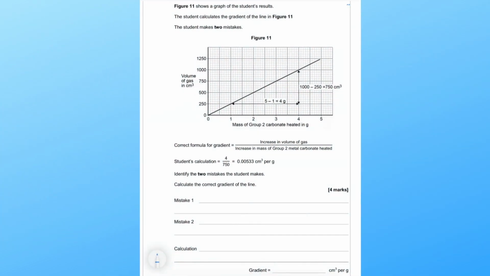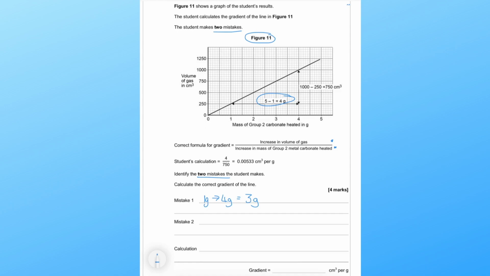The student calculates the gradient of the line in figure 11. So the student has made 2 mistakes. The correct formula is increase in volume of gas divided by increase in mass. And the student does a calculation 4 divided by 715. So the 2 mistakes: mistake 1 is, first of all, the increase in mass has gone from 1 gram to 4 grams. So the increase is actually 3 grams, not 4.